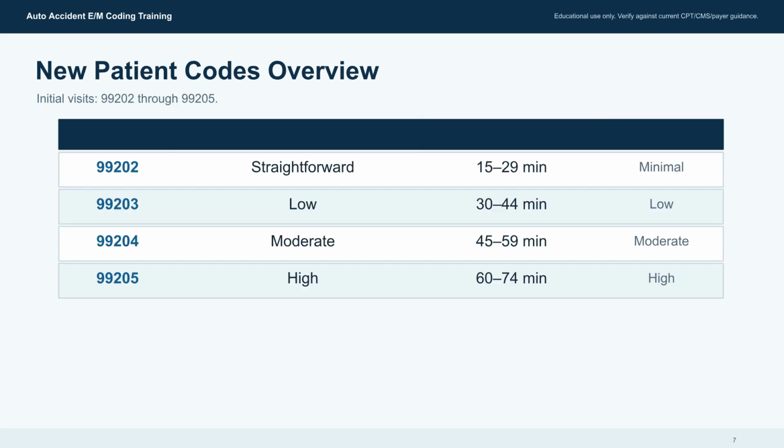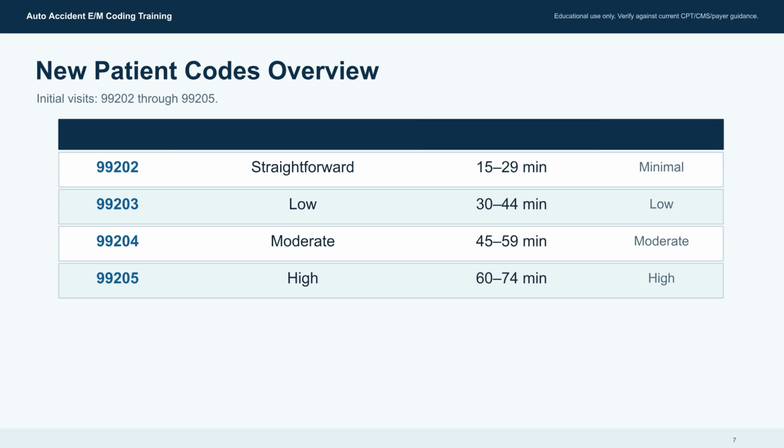For new patients, the E&M codes range from 99202 through 99205. A 99202 is straightforward. A 99203 is low complexity. A 99204 is moderate complexity. A 99205 is high complexity.